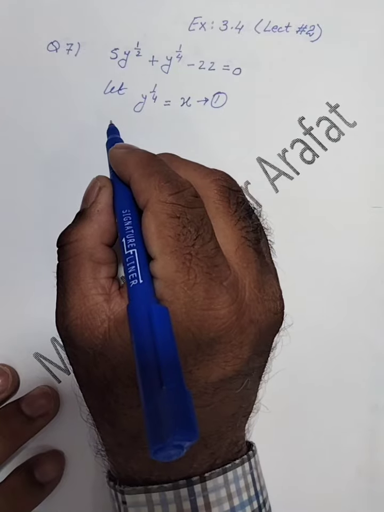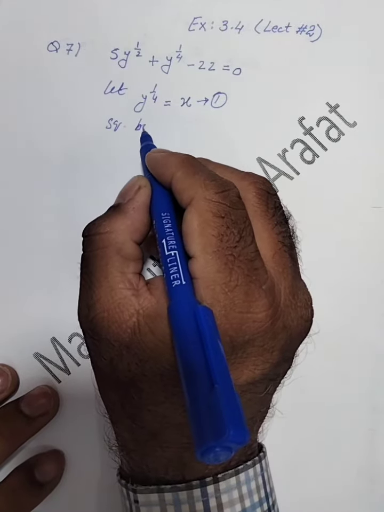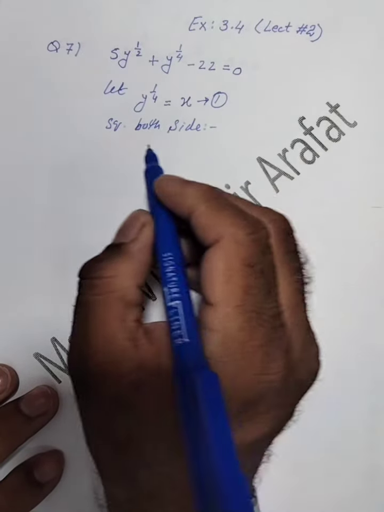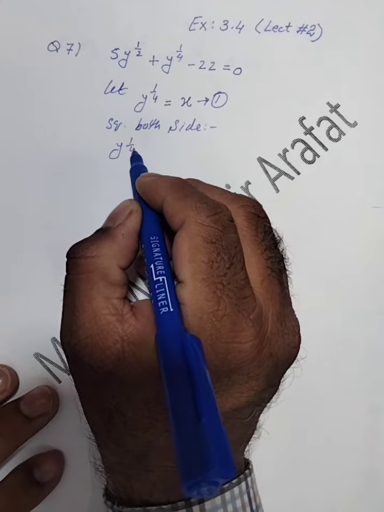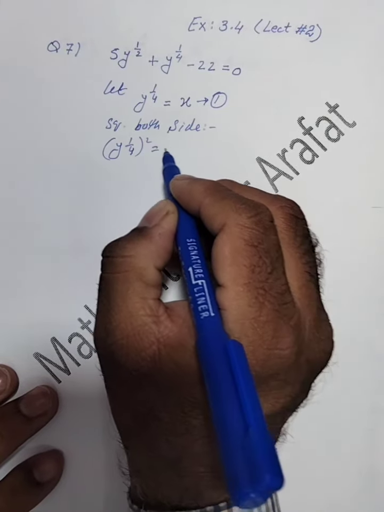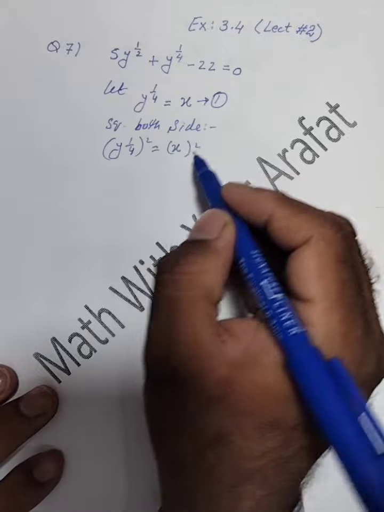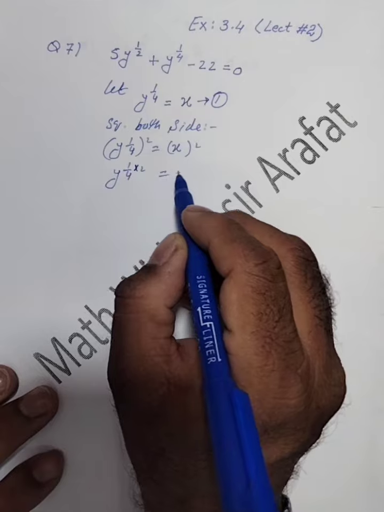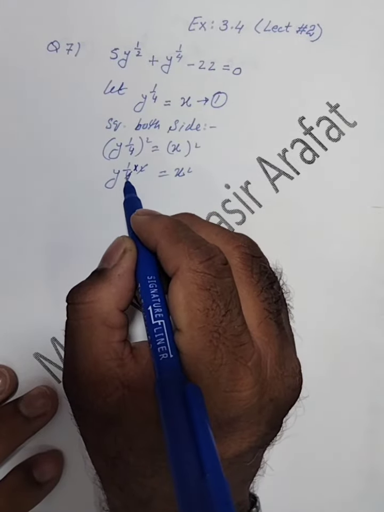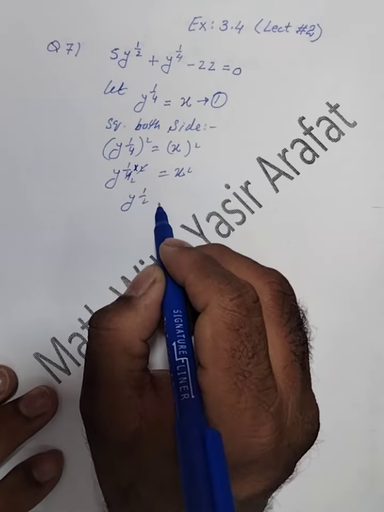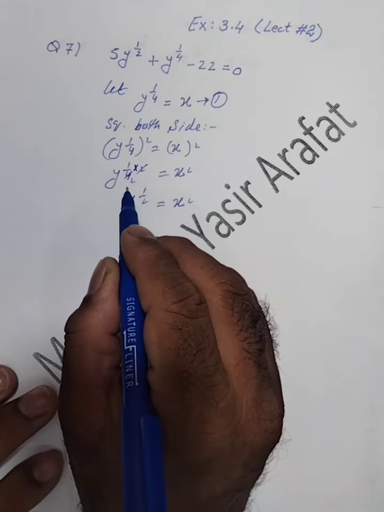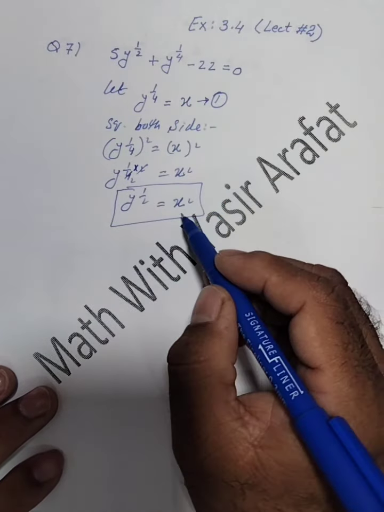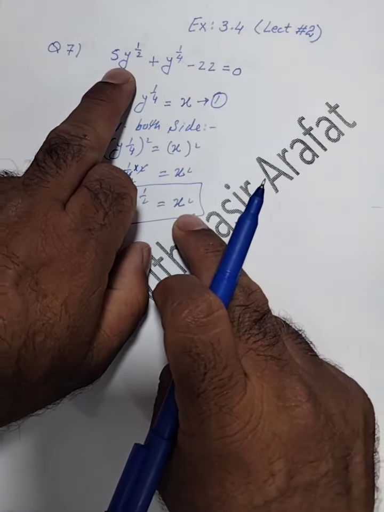Now we square both sides. y power 1 upon 4, squared, equals x square. Now we have the double power here, so it is multiplied: 2 fours are 4, y power 1 upon 2 equals x square. When we suppose the smaller power variable and take its square, we get the value of the first variable.